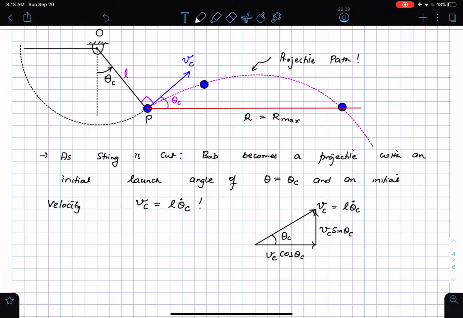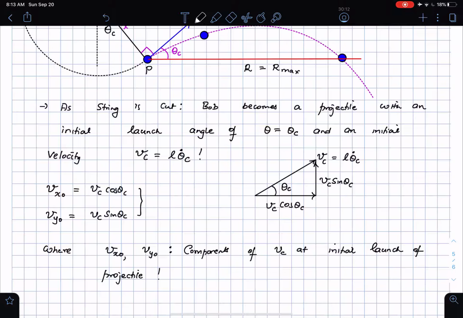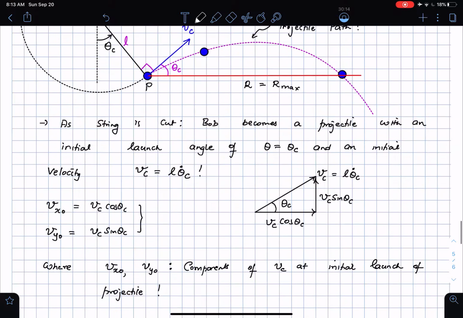at the launch point. So I'm going to say Vx naught is equal to Vc cos theta c, Vy naught is Vc sine theta c, where Vx naught and Vy naught are the components of Vc at the initial launch of the projectile. Okay, I hope that makes sense.